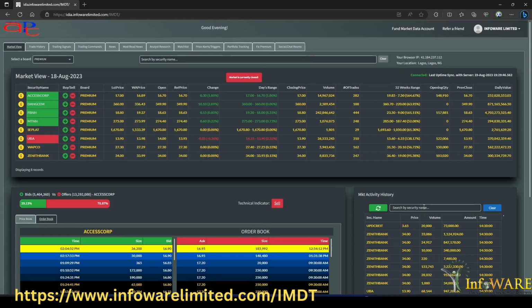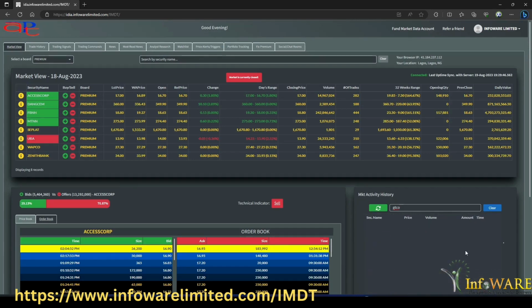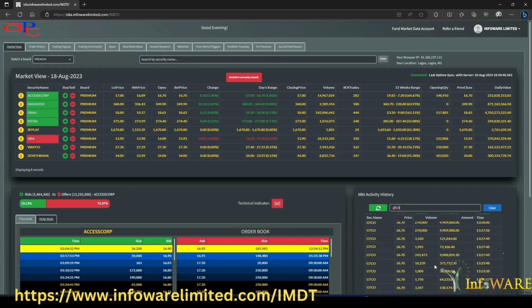Another interesting thing you might want to see here is, let's say you want to see all the trades that happened for a particular stock. Say I want GTCO, and you see as I type, it immediately narrows it down. So these are all the trades that happened for GTCO. You can see the price, the volume, and the amount for each of those trades. If I go all the way back in time, right from the time when the market opened, I can see all the trades that happened. Okay, so let me clear that up.